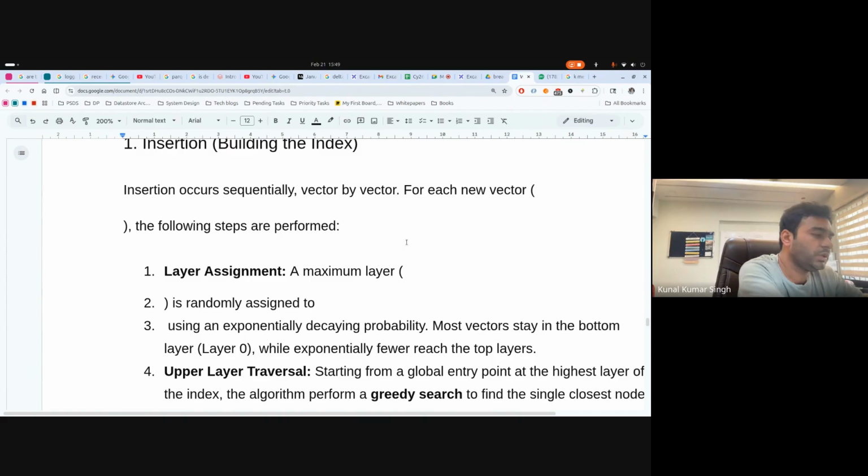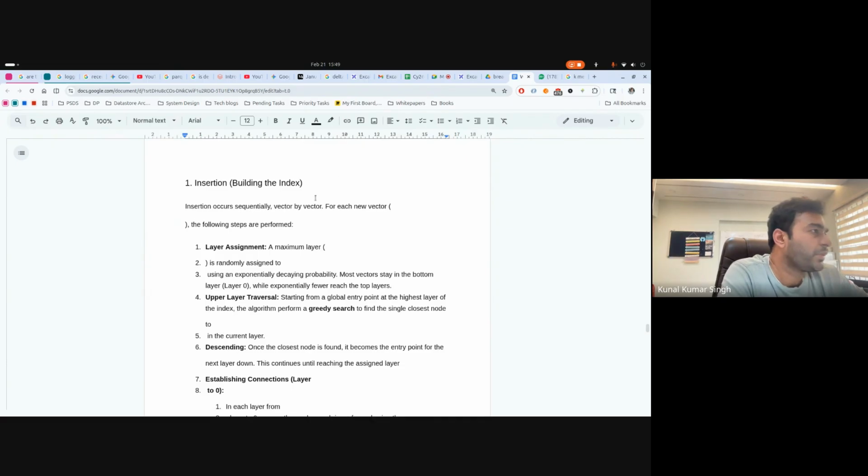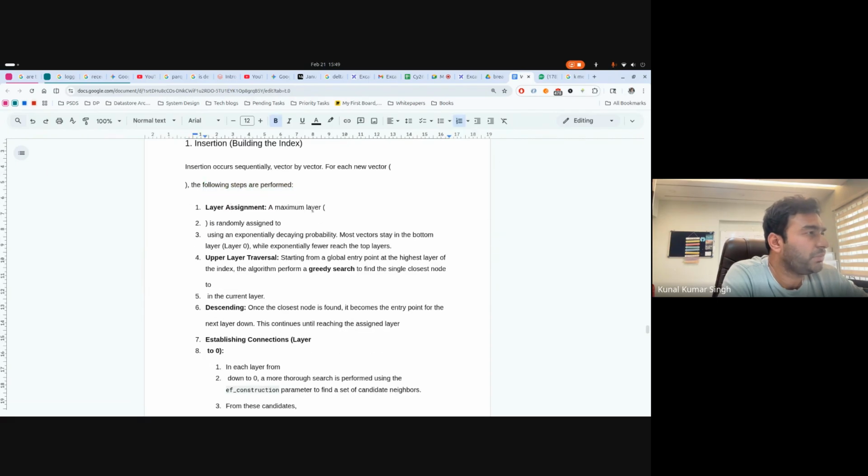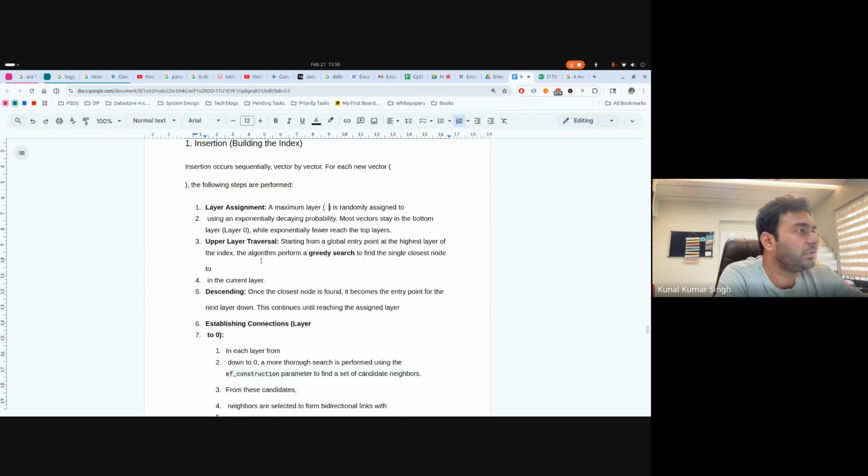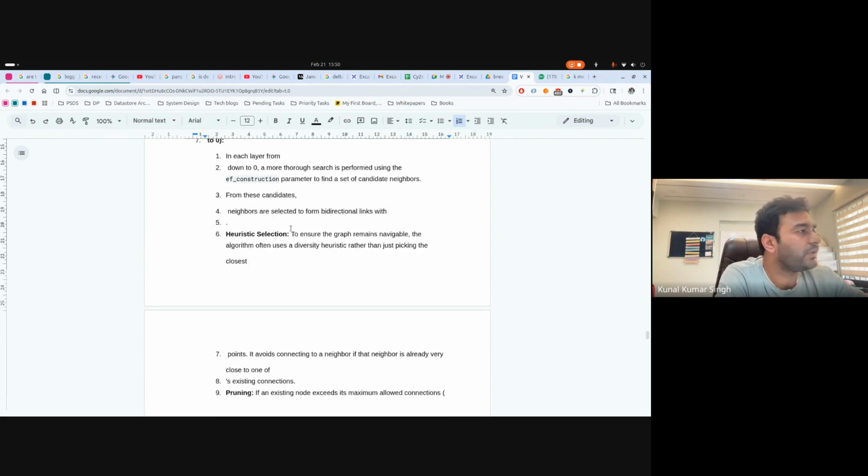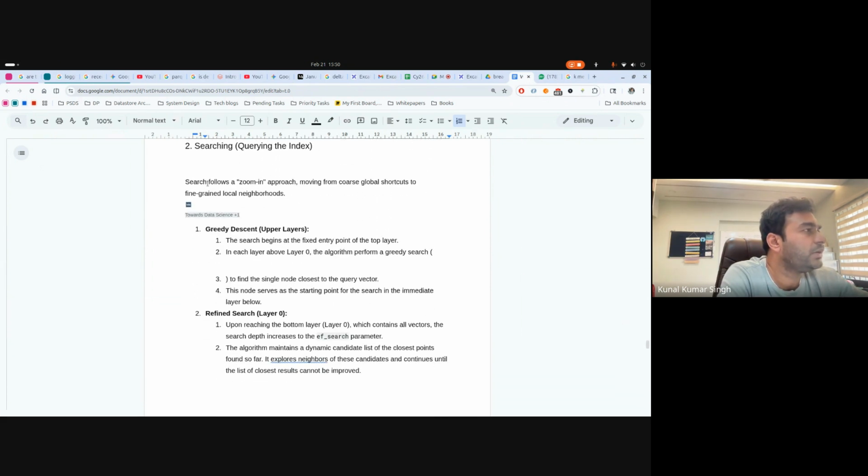So I'll just go through the text part of it. Insertion occurs sequentially, vector by vector. For a new vector, the following steps are performed. Layer assignment: a maximum layer is randomly assigned. So this is for insertion. I think let's look at searching first.